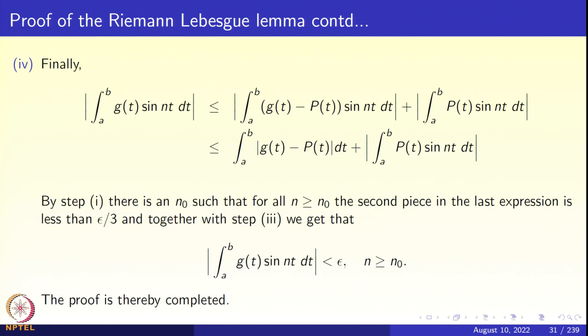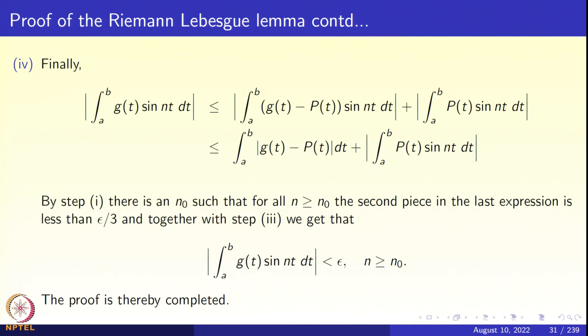Okay, so now we are ready. The integral from a to b of g(t) sine nt dt, the cosine integral is similar, is the integral from a to b of (g(t) minus p(t)) sine nt dt, adding and subtracting p(t), absolute value, plus the integral from a to b of p(t) sine nt dt, the whole thing absolute. Take the absolute value inside the first integral, not the second one. Second one, keep the absolute value outside. In the first integral, take the absolute value inside: integral a to b of |g(t) minus p(t)| dt. |sine nt| is at most 1, no problem. The first piece is less than 2 epsilon by 3. We just proved that.